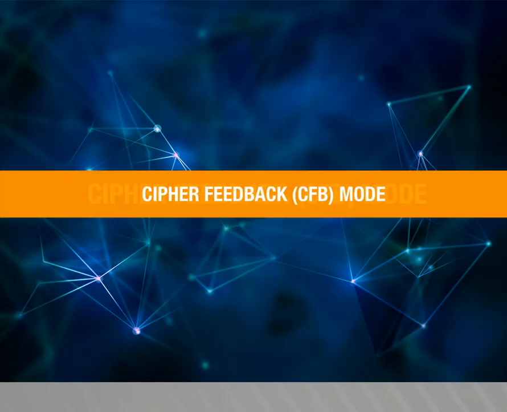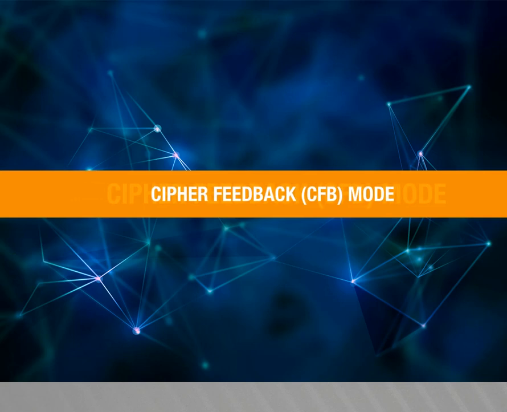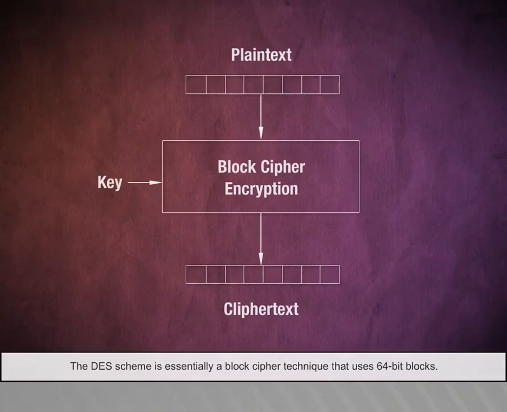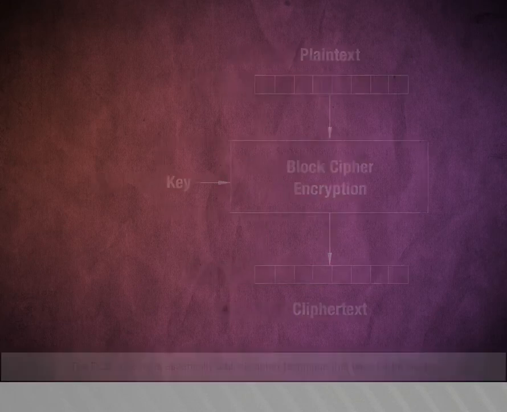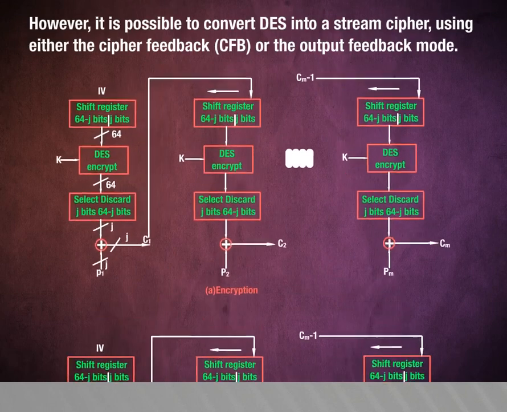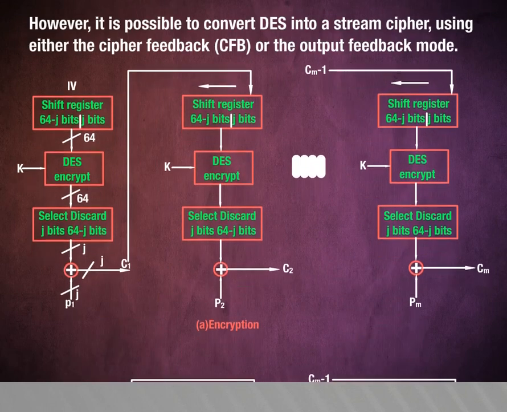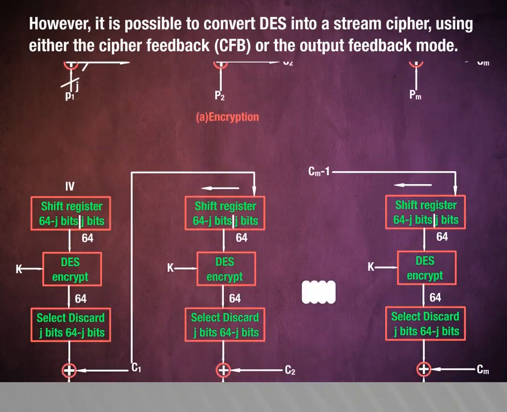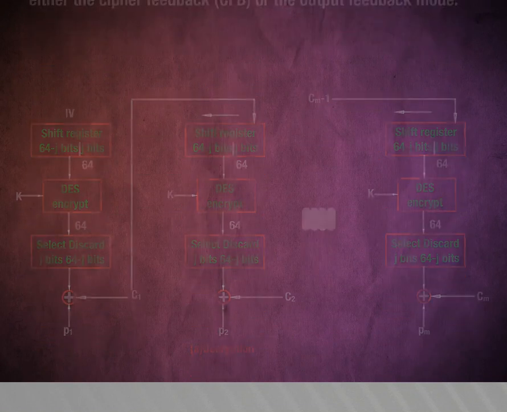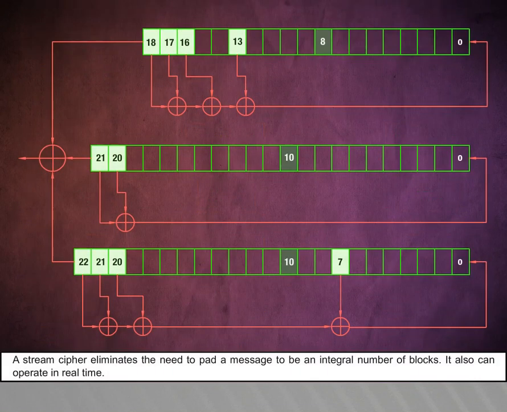Cipher feedback mode, CFB mode. In this video, we are going to see about cipher feedback, that is CFB mode. The DES scheme is essentially a block cipher technique that uses 64-bit blocks. However, it is possible to convert DES into a stream cipher using either the cipher feedback CFB or the output feedback mode. A stream cipher eliminates the need to pad a message to be an integral number of blocks. It also can operate in real time.